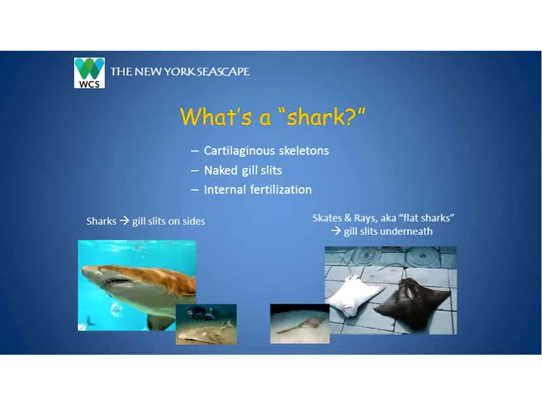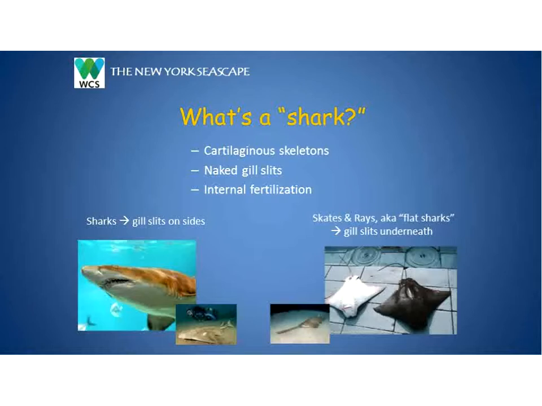Collectively, I have the word shark here in quotes because when I speak of shark throughout this talk, I want you to realize that I'm also probably collectively talking about skates and rays as well. So collectively, sharks, skates, and rays, I may just refer to as shark. All these animals, all of them, have not a single bone in their body. They only have cartilage for skeletons. They all have naked gill slits, unlike bony fishes, which have an operculum, or a cover over their gills. And all sharks, skates, rays, and chimeras have internal fertilization.